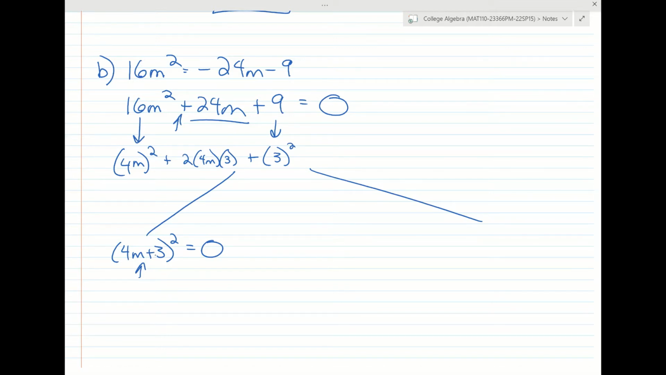So what I did is I always want to solve equations where they're equal to 0. So I switched the signs. I added 24 to get it on the other side, and I added 9 to get it on the other side so that it's equal to 0. Does that make sense?